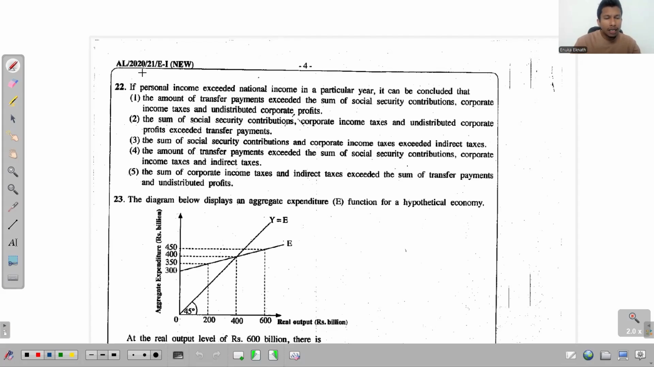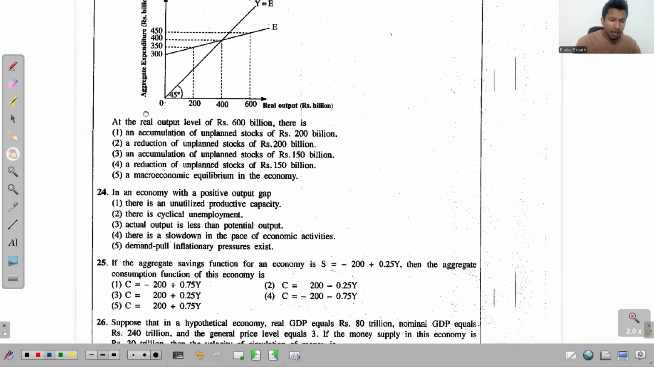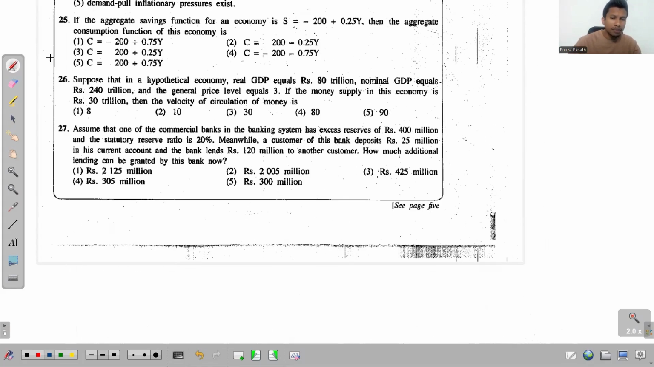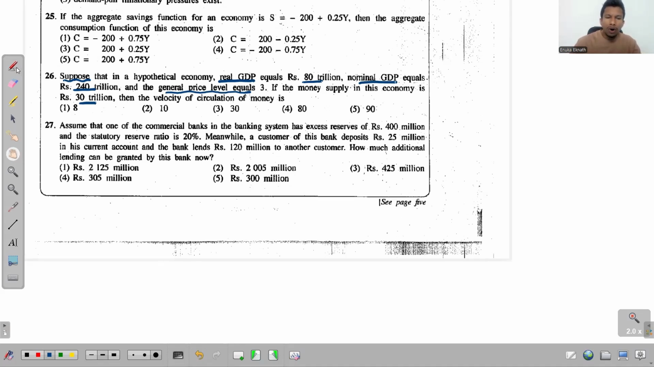This is the second part of the discussion of this 2020 A-level Economics MCQ paper. We will start with question 26. It says, suppose that in a hypothetical economy, real GDP equals 80 trillion, nominal GDP equals 240 trillion, and the general price level equals 3. If the money supply in the economy is 30 trillion, the velocity of circulation of money is... Okay, so our task is to find this velocity of money circulation.